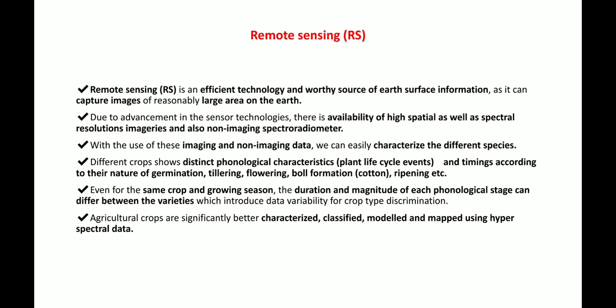Then also, agricultural crops are generally better characterized, classified, modeled, or mapped using hyperspectral data. In hyperspectral data, there are many bands, that is 100 to 1000 bands, which are used for the spectral study or spectral reflectance of the crops, which depends on the pigmentation of the crops. Accordingly, we categorize, classify, model, or map the crops.